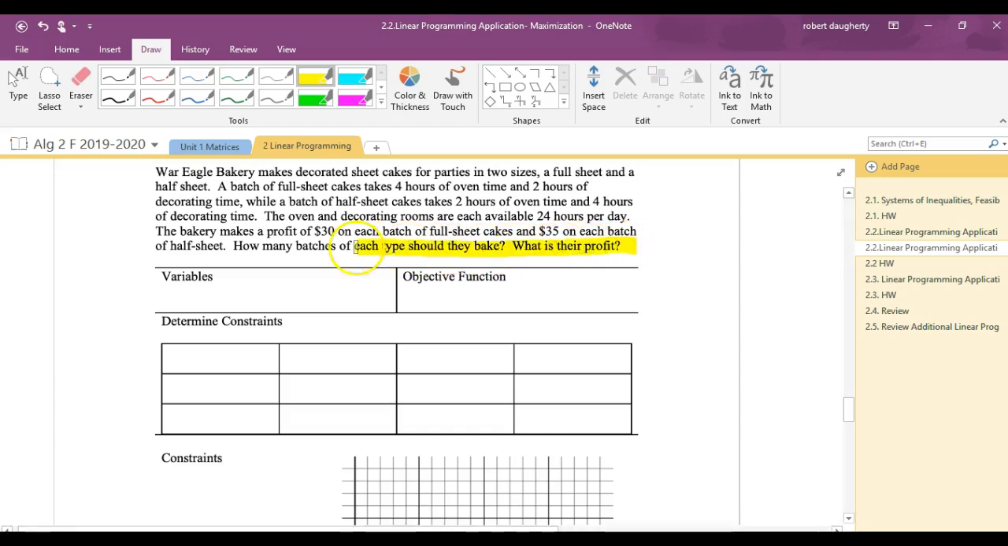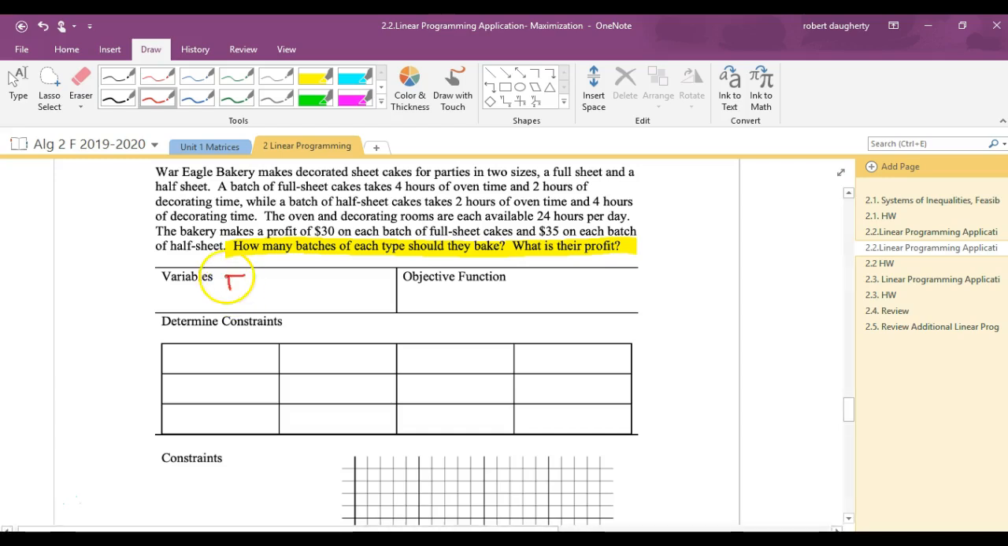My first thing that I would do before I go to sleep reading all of that kind of stuff is look at my questions. One of those questions will tell you the variables. How many batches of each type should they bake? So that tells me my variables are the batches. What am I baking here? I'm baking cakes. I'm baking a full and a half.